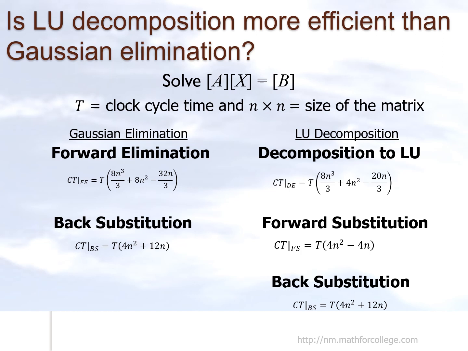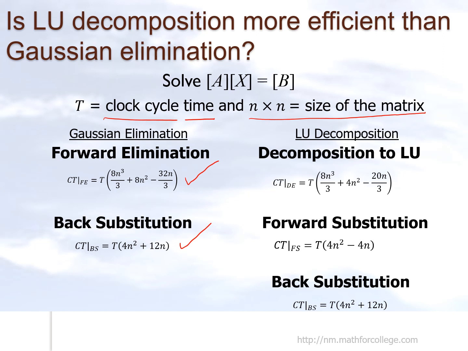So is LU decomposition more efficient than Gaussian elimination? Let's go and see. T is the clock cycle time, and we have n equations in n unknowns, so the coefficient matrix will be n by n. In this particular case, you have forward elimination; this is the amount of time it takes for forward elimination, and this is the amount of time it takes for back substitution.